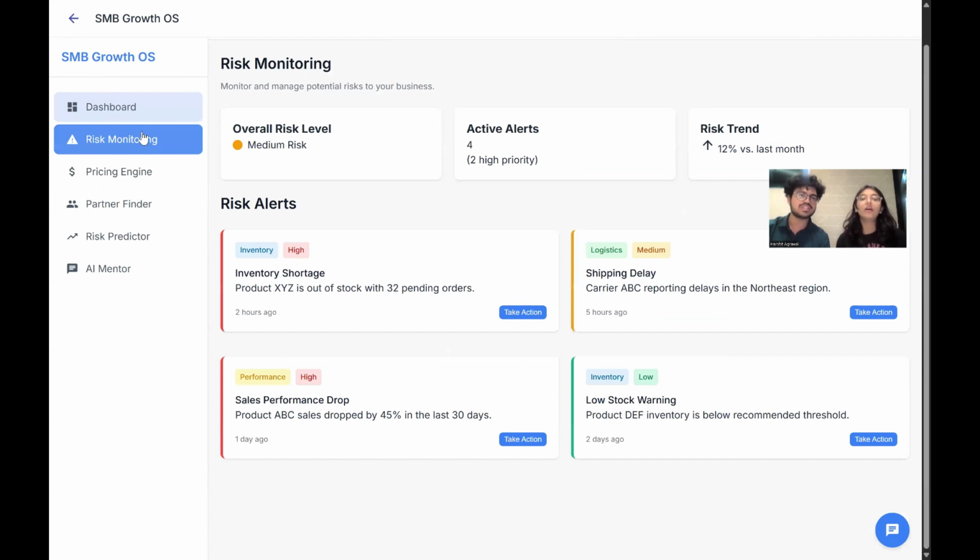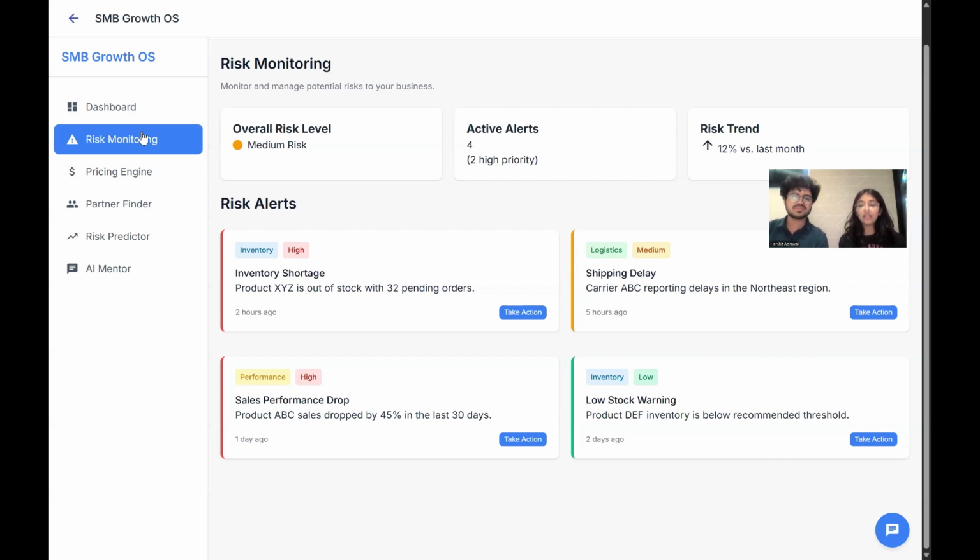The second one is risk monitoring. In risk monitoring, we have four different types of risk alerts. The first one tells us information about the inventory, how much is the stock or storage. Based on how many orders have been taken in the past, it reflects how many pending orders there are. So that is the first risk of any product.